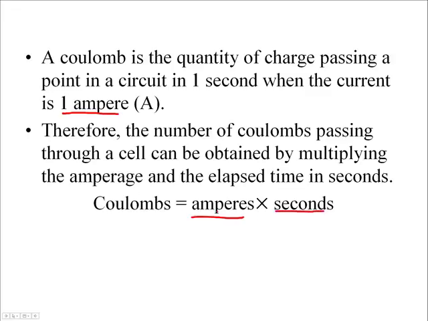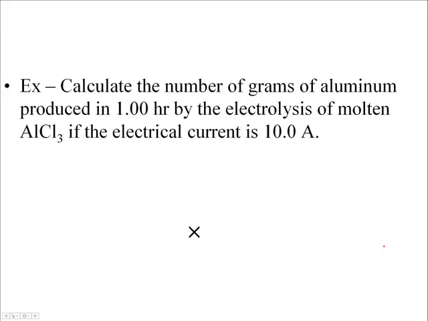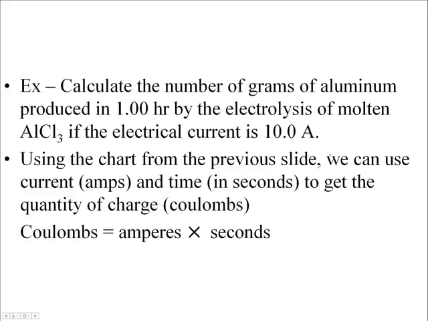A coulomb is an amp second. So here we can see this whole thing all together. When you have the current in amps and they give you the time, which again must be in seconds, you multiply those together to get coulombs. Then you use the coulombs and the fact that 1 mole of electrons equals 96,500 coulombs to get moles of electrons. You use that to get the moles of the substance, and then you use the molar mass to go from moles to grams.